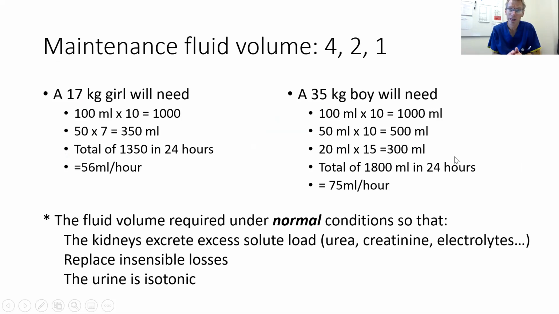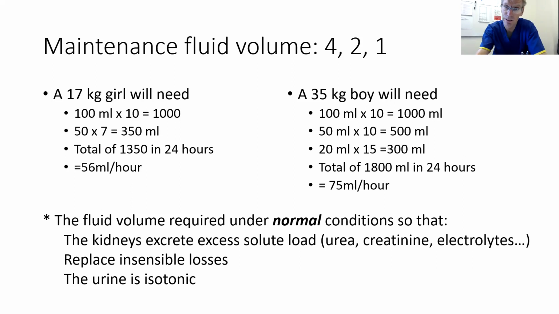Okay, so just to do an example of the 150-20 rule or the 4-2-1 rule, let's do that in terms of a different weight. So a 17 kilogram girl will need 100 mils for the first 10 kilos, that's 1,000 mils. She'll then need 50 mils for the next 10 kilos, and she's 7 kilos above 10 kilos, so that's 50 times 7, an extra 350 mils. So the total will be 1,350 mils in 24 hours, or you can divide that by 24 and get 56 mils per hour. Okay, and if you worked out the 4-2-1 rule, it'd be roughly similar.